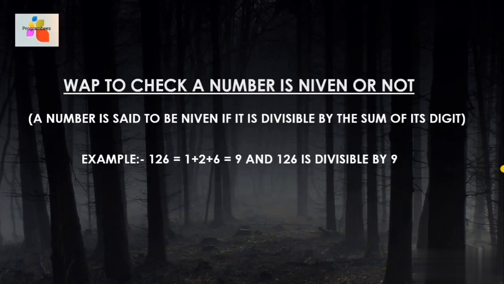Let's check the question. The question is, write a program to check whether a number is an even number or not. A number is an even number if it is divisible by the sum of its digits. For example, if 126 is given by the user, the addition of 1, 2 and 6 becomes 9, and if 126 is divisible by 9, then only it is an even number, else not. Let's implement it in the programming section.